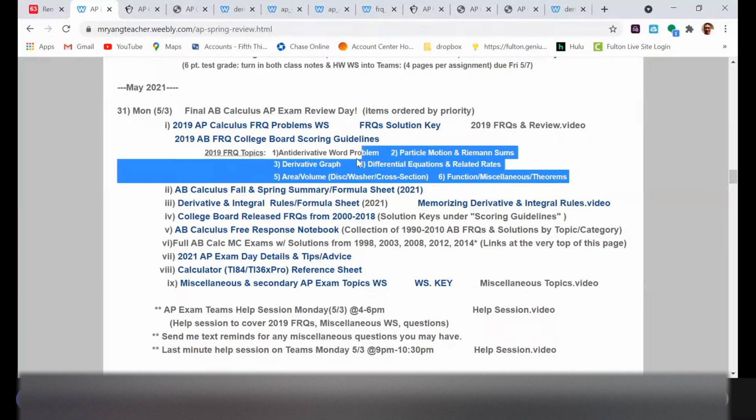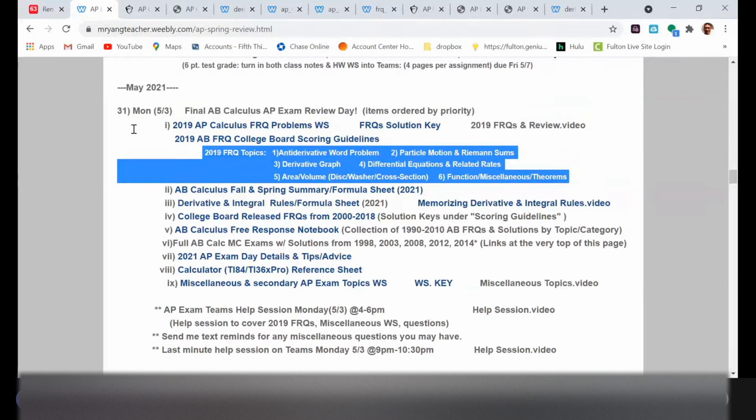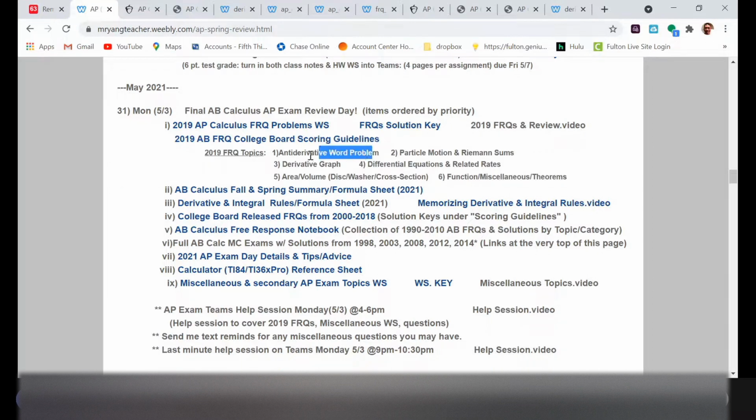The thing I like about this 2019 FRQ is that it covers the majority of the topics that you could expect on the AP exam. So I think it's good for us to go through them in class as well as a help session. And if there's only one thing you have time to do for today, then hopefully you can spend that time doing as much of the FRQ as possible. So we're going to start off with the antiderivative word problem. They've been showing up in recent years as either a number 1 or number 2 under the calculator portion. So we'll definitely get a chance to go through that.